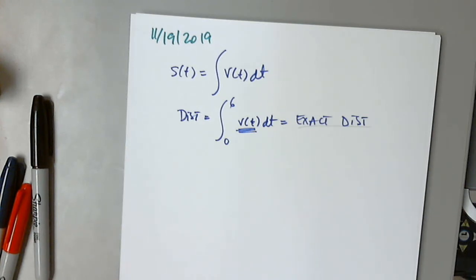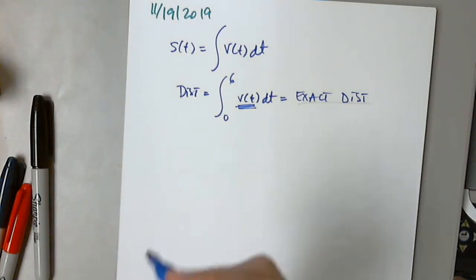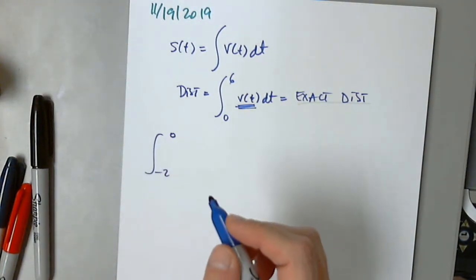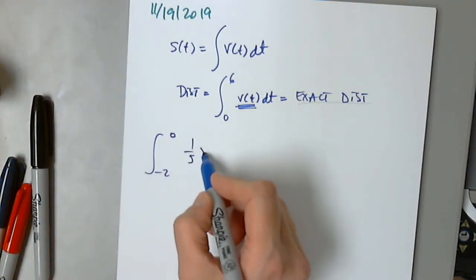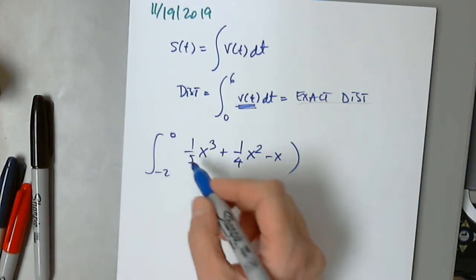Okay, that was one thing I wanted to cover. And that was a perfect example. Then we have a couple of questions. The integral from -2 to 0 of (1/5 x^3 + 1/4 x^2 - x) dx.